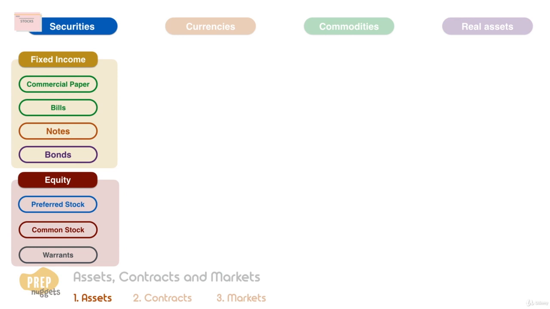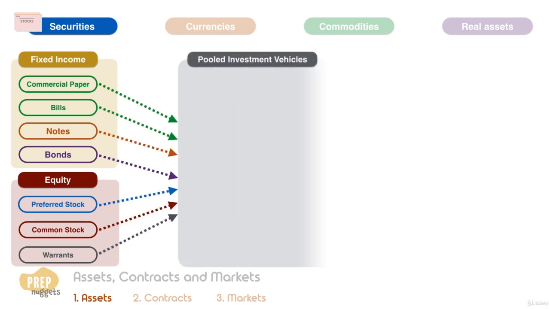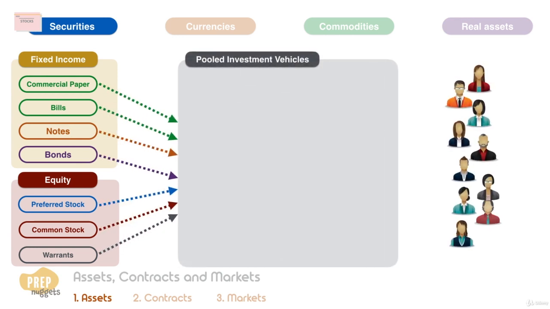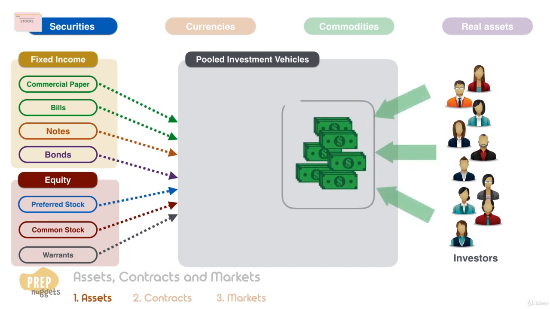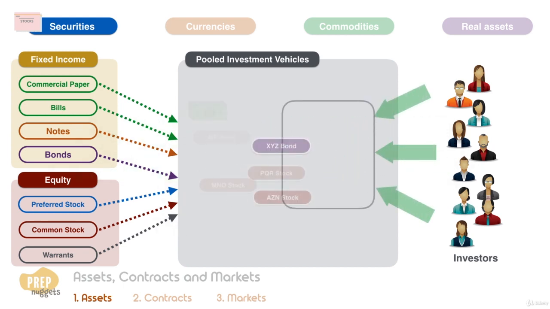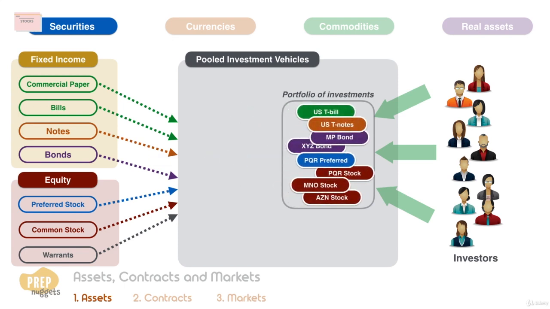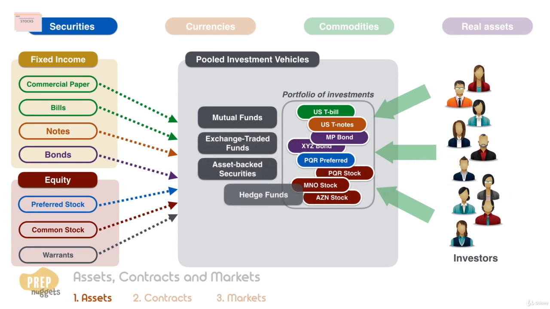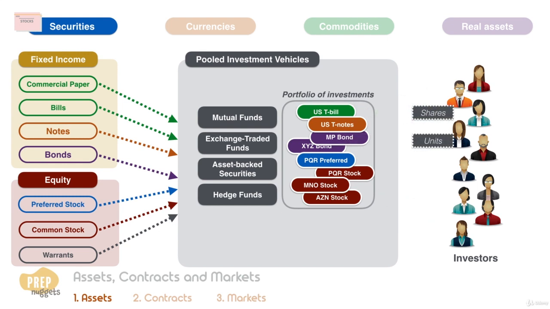Individual securities can be combined into pooled investment vehicles. The term refers to structures that combine the funds of many investors to build up a portfolio of investments. Such pooled investment vehicles can be mutual funds, exchange-traded funds, asset-backed securities, or hedge funds. The investor's ownership interests can be referred to as shares, units, depository receipts, or limited partnership interests.